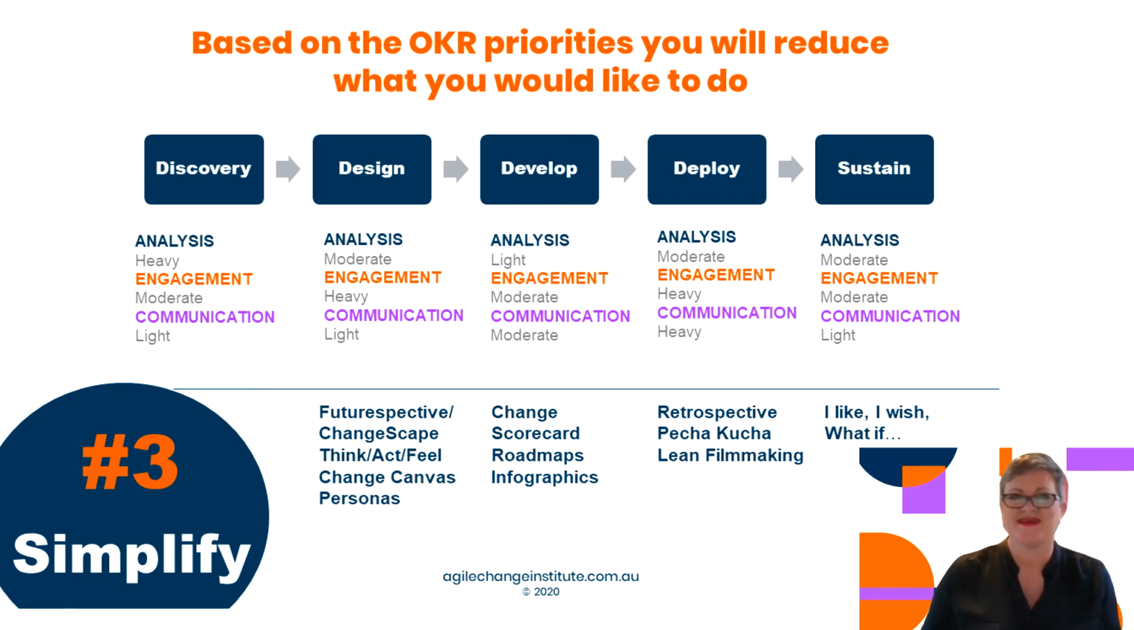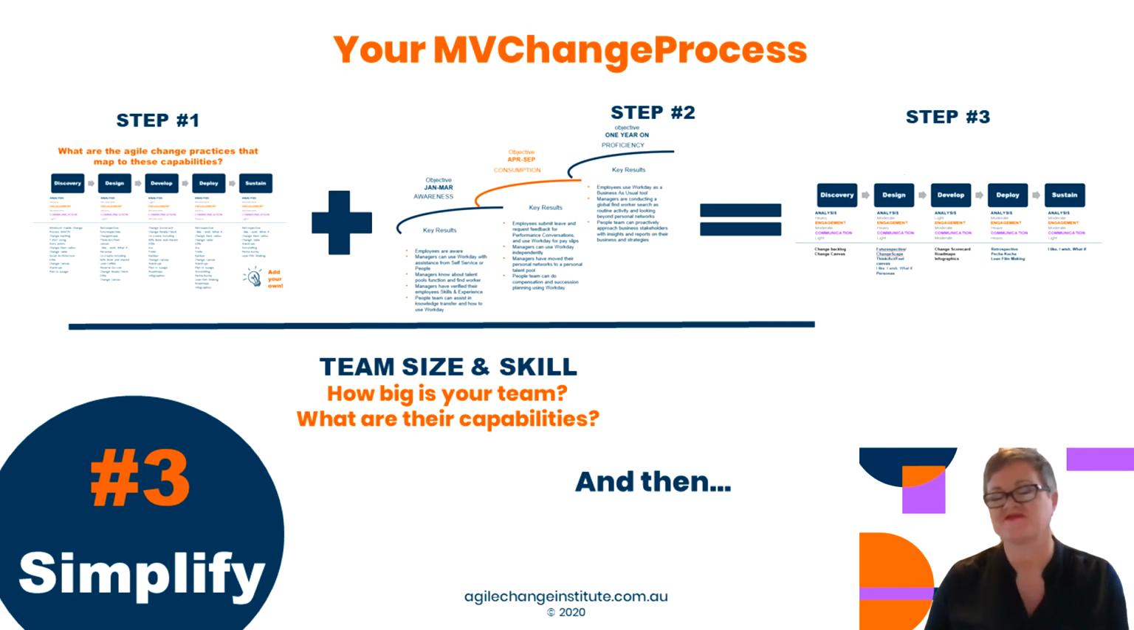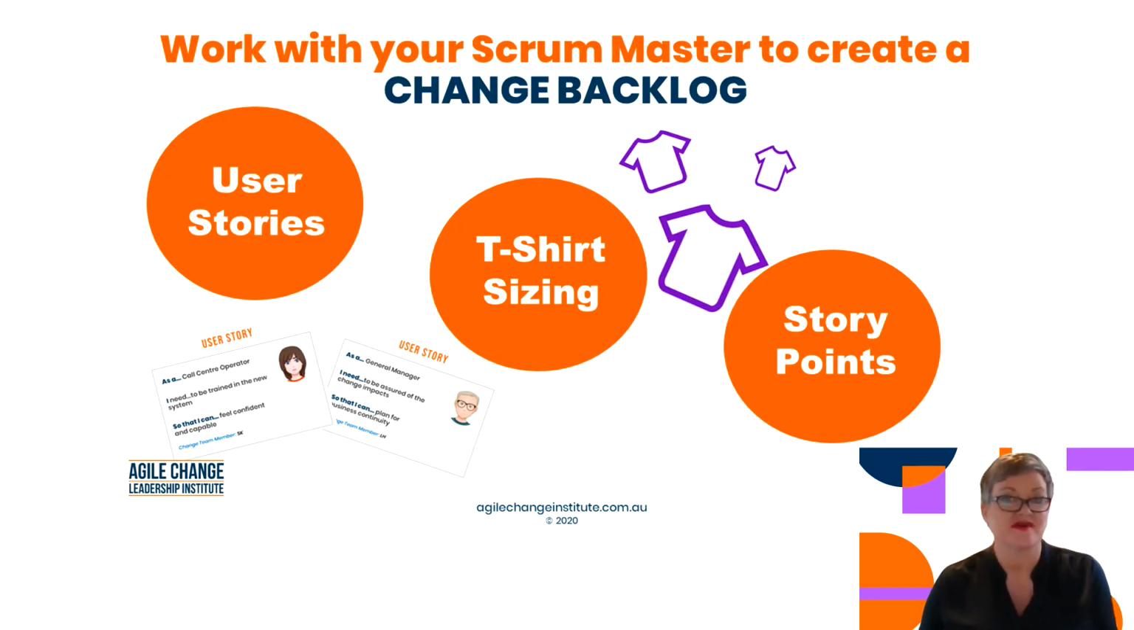So for those who like an equation, this 3-phase logic looks like: take the mapping of change capabilities and practices against your preferred framework, add your sponsor's objectives, divide by your team capability and size, and lo and behold, you have your minimum viable change process. When you have your minimum viable change process, it makes it very easy to work with your Scrum Master or your Agile coach and establish what will be in your change backlog and how it will be managed.